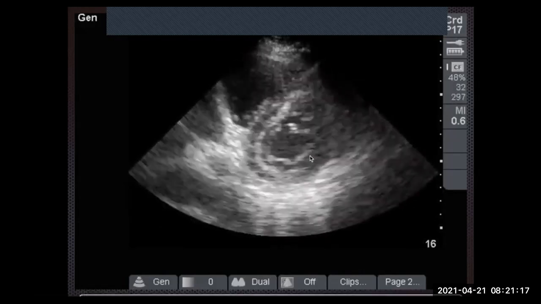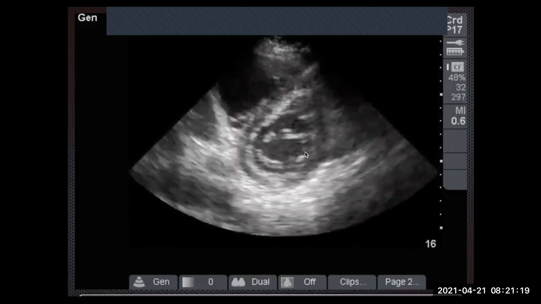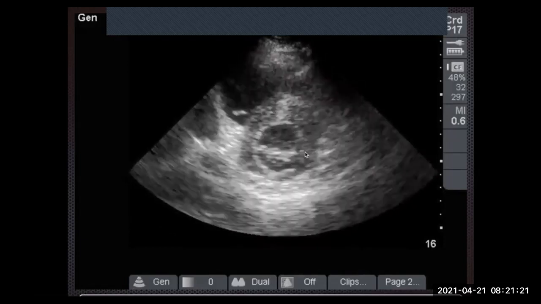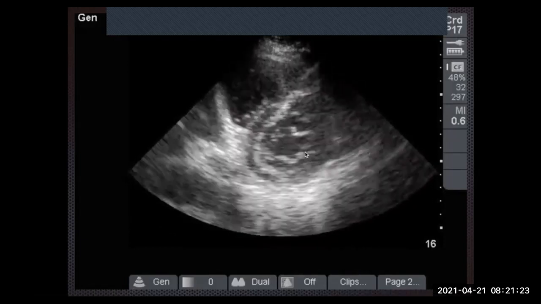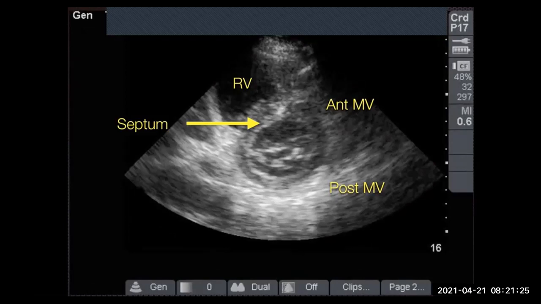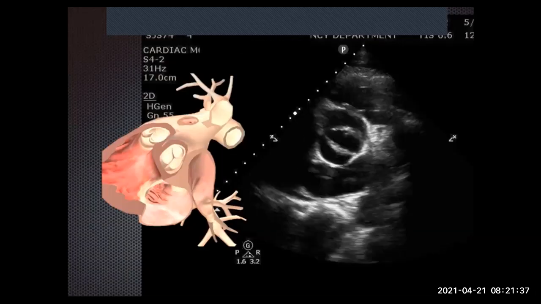So this is, again, the bileaflet fish mouth view of the mitral valve. And anatomically, you're looking at the septum here, right ventricle here, anterior mitral valve over here, and then posterior mitral valve on the bottom.